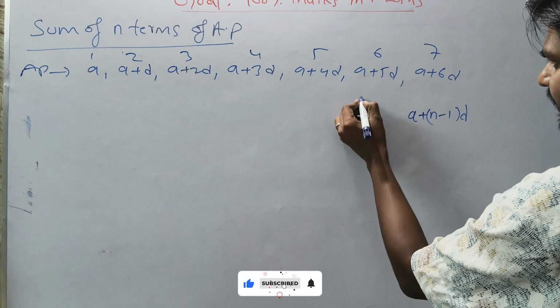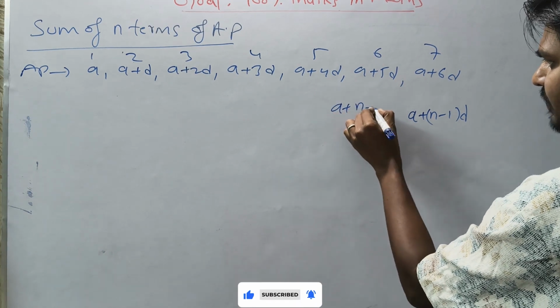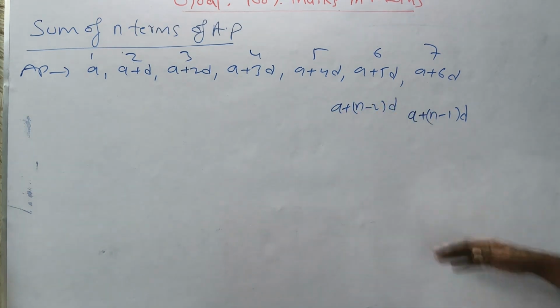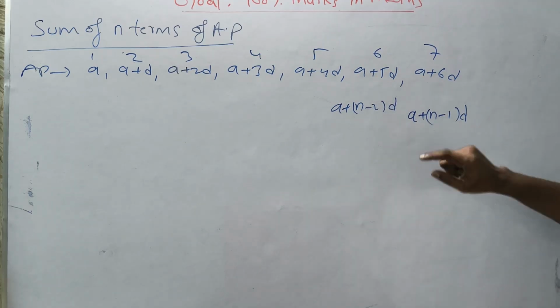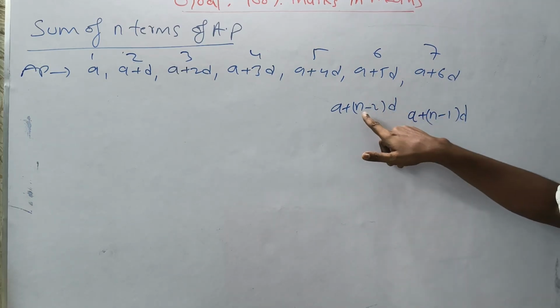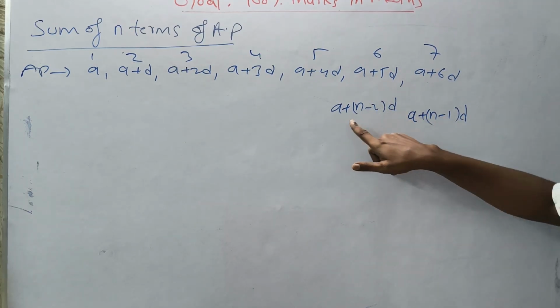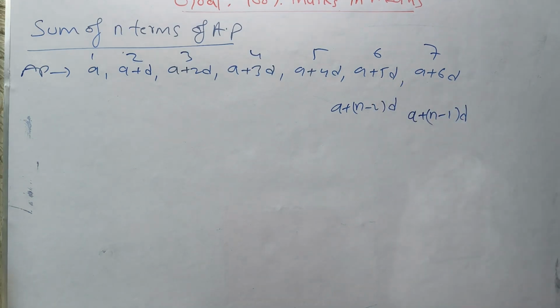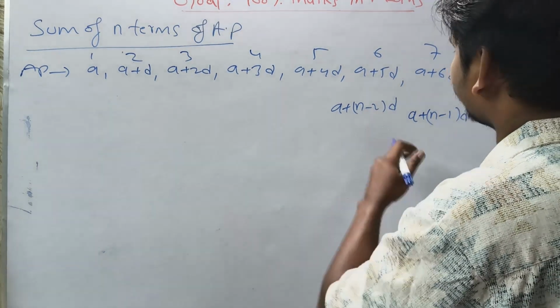Now here, shall I write this one? a plus n minus 2 into d. Yes or no? The sixth term is what? a plus 5d actually. Substitute n here: 7 minus 2, 5d. Yes or no? a plus 5d you will get. Like that, in reverse order, we have to write.